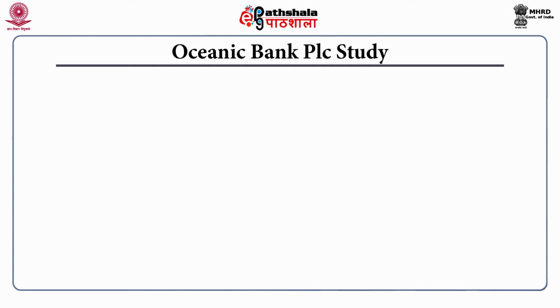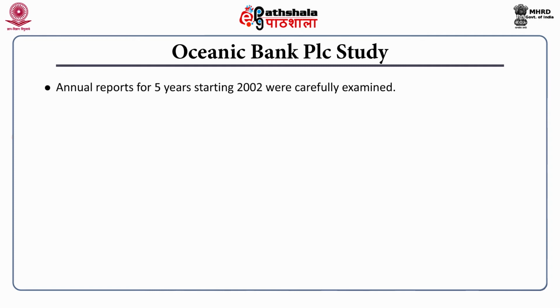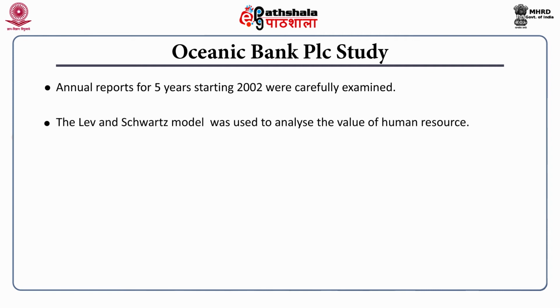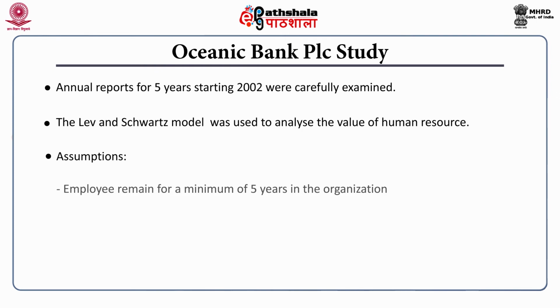Let's refer to a particular case study that was done on Oceanic Bank. Annual reports for 5 years starting from 2002 were examined. The Lev and Schwartz model was used to analyze the value of human resources. The assumptions that were taken were that employees remain for a minimum of 5 years in the organization and the cost of capital is just 10%.